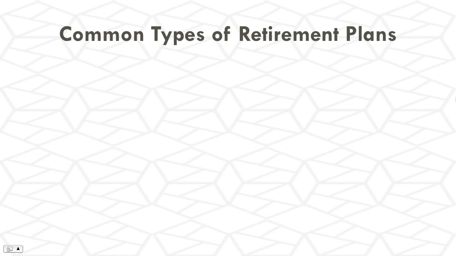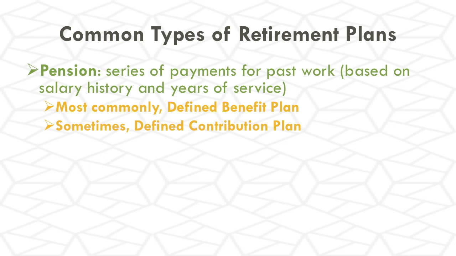Now let's talk about some common types of retirement plans. We've already talked about many of these, but I just want to have these all in one place so you can see the different types of retirement plans that we may see at our tax site. So we've already talked about pensions. Pensions are a series of payments for past work, again based on salary history and years of service. These will commonly be considered defined benefit plans. However, sometimes they are defined contribution plans.